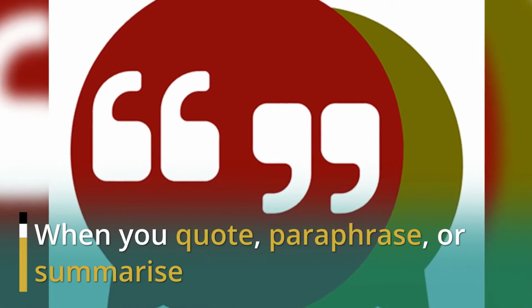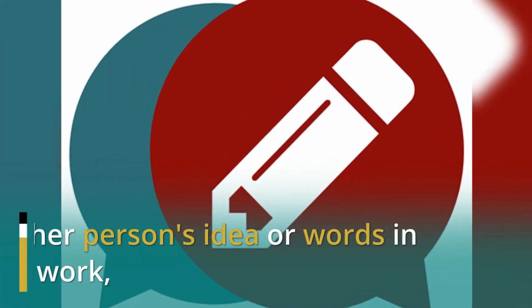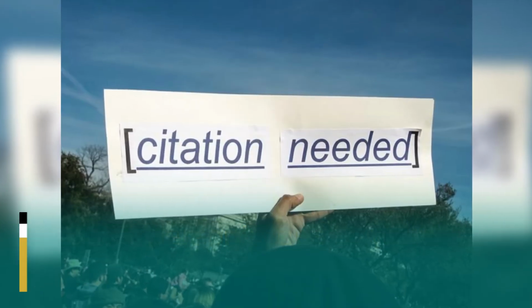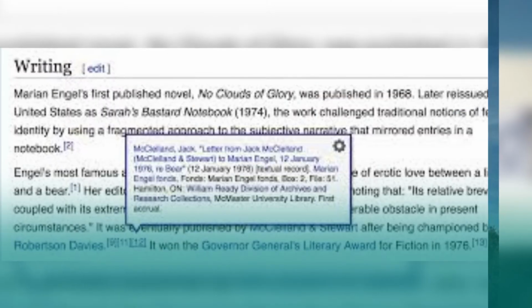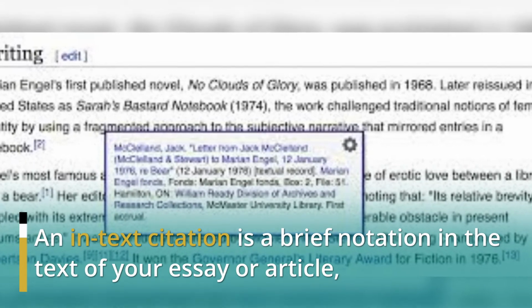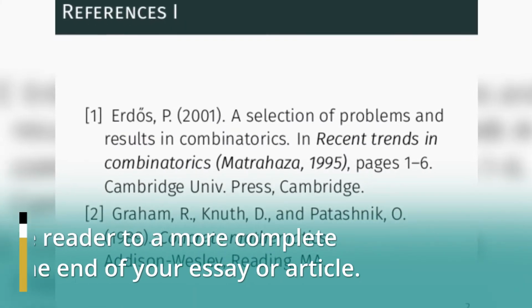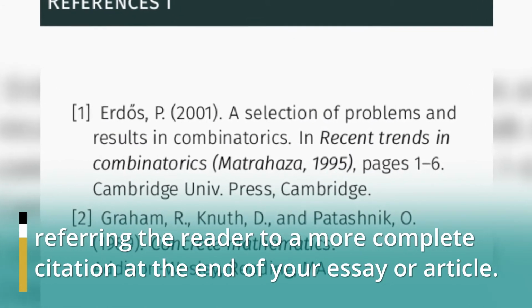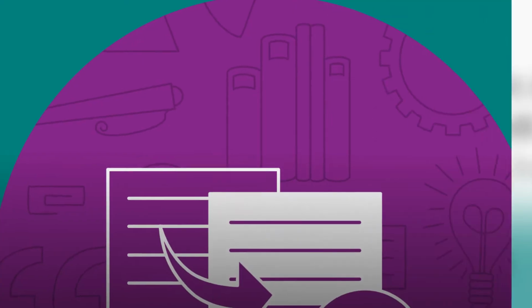When you quote, paraphrase, or summarize another person's ideas or words in your work, an in-text citation should be used. An in-text citation is a brief notation in the text of your essay or article, referring the reader to a more complete citation at the end of your essay or article.